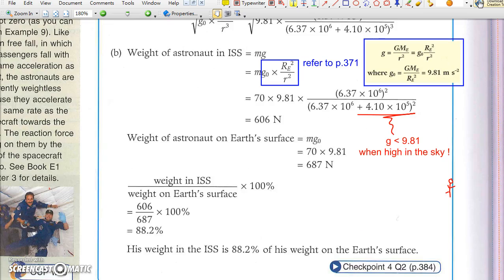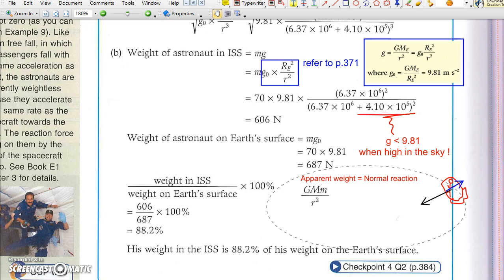And what about his apparent weight? The apparent weight of a mass equals the reaction on the mass. It is also the balance reading if the mass stands on a balance. Whether we are on the Earth's surface or in the space station, we are all orbiting in a circular motion.